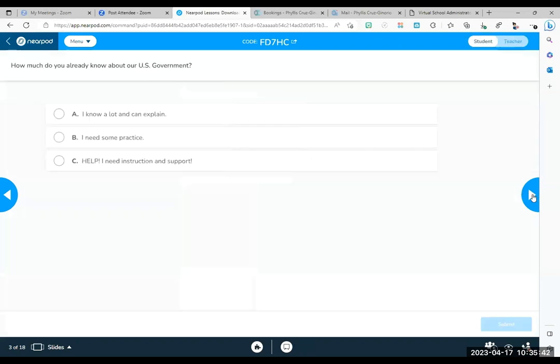What are we doing? We're going to learn about our US government. What do you already know? Do you know a lot? And you can explain. Have you already done the lessons in the module? Or B, maybe you need a little more practice. Or C, help. What's a government? I need instruction and support.